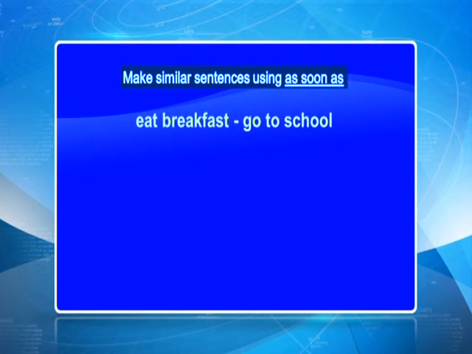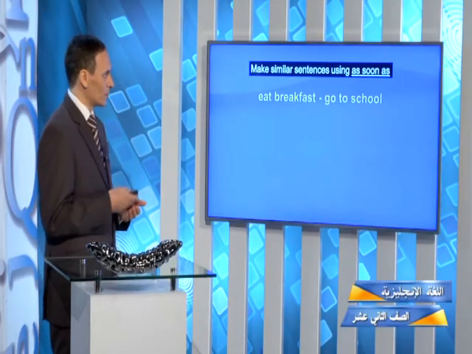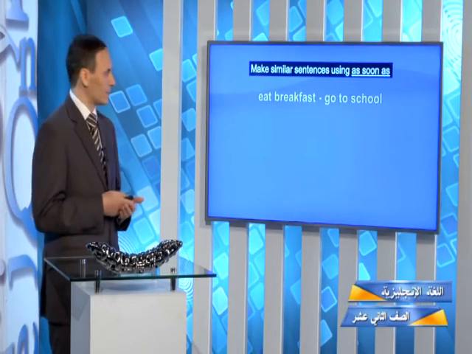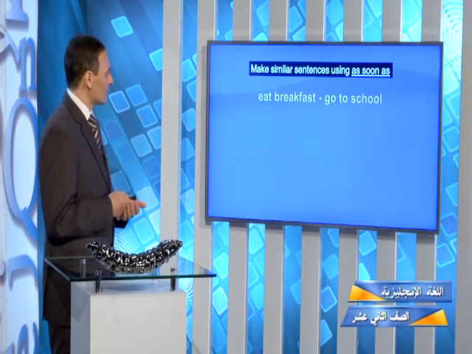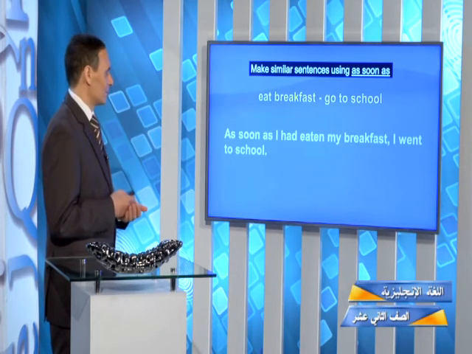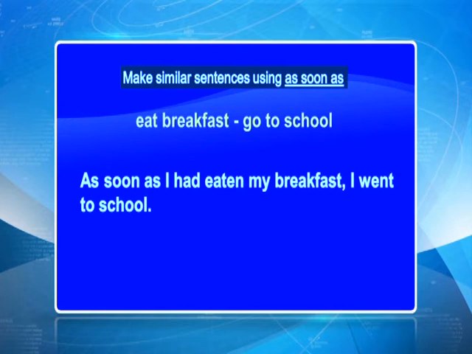Okay, let's practice more. Make similar sentences using as soon as. This is another keyword for the past perfect tense. So eat breakfast, go to school. And here is the sentence. As soon as I had eaten my breakfast, I went to school. So it's common logic, it's common sense. I had eaten my breakfast, then I went to school.